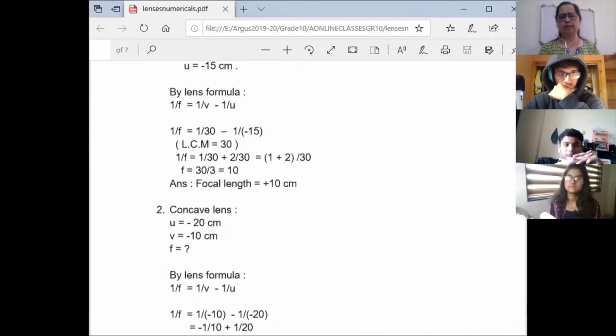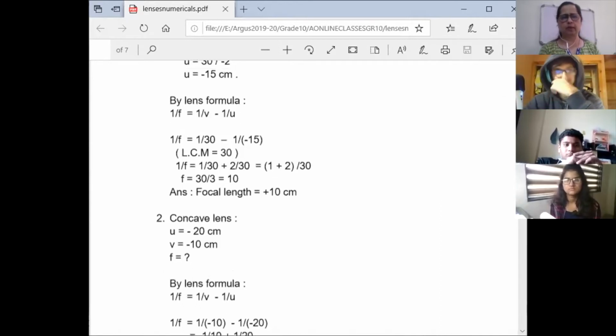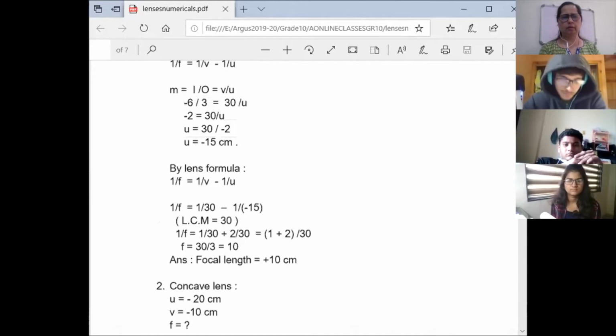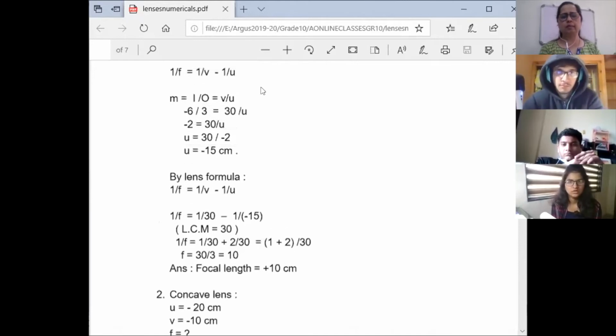Any problem in this sum? Everybody please go through and ask me. Come on. Any problem you want me to discuss? Why did I use magnification? Because I did not have u and v both for f. So that is why I had to use the formula for magnification, and then I found u, and then I could get the focal length.